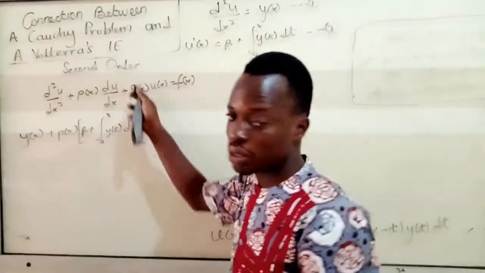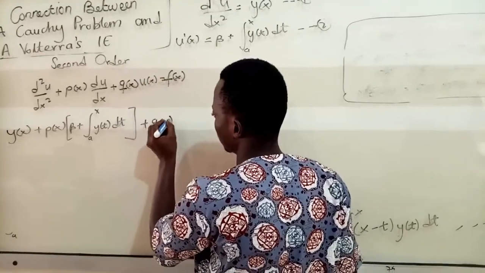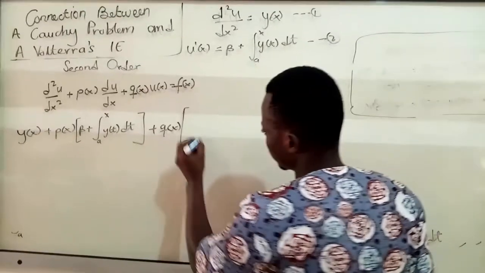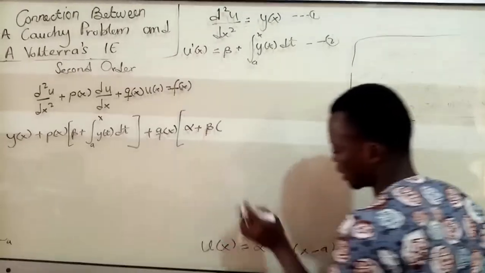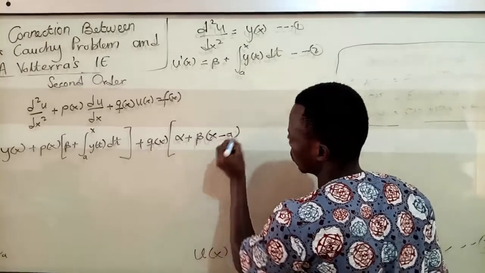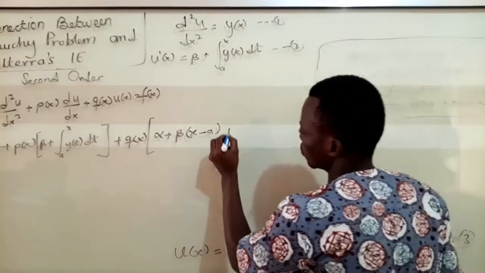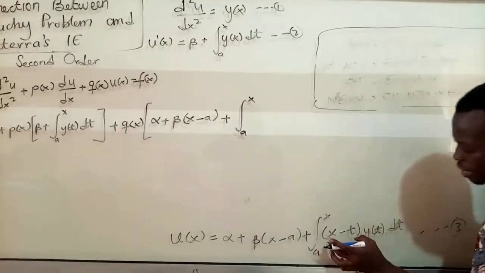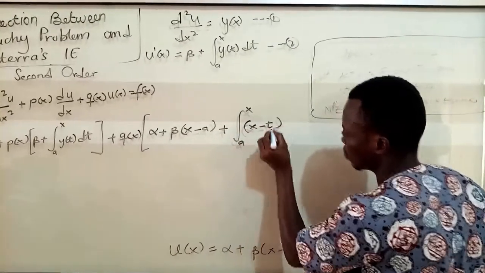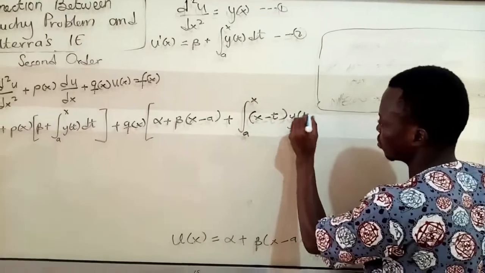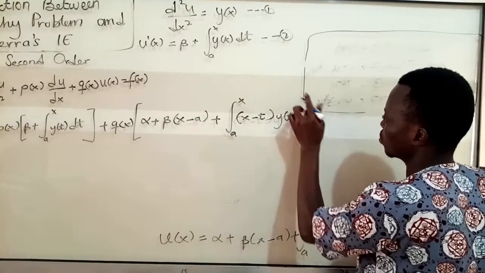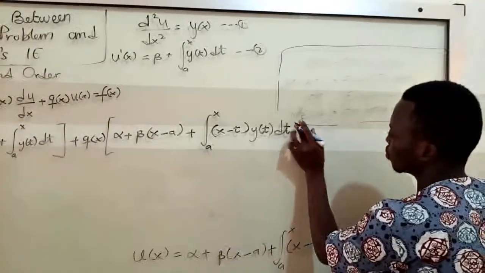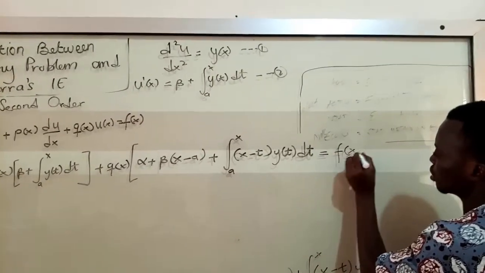Now plus the k of s, all into bracket u of s, which is equation 3, giving us alpha plus beta into bracket s minus a, plus the integral from a to s of s minus t, y of t dt, to be equal to f of s.